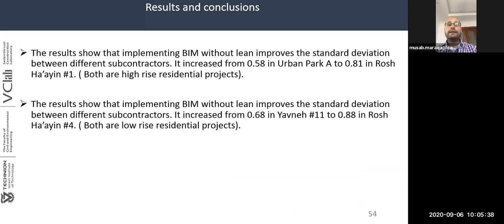Another thing is that the results show implementing BIM without Lean improves the standard deviation between different subcontractors. We made these comparisons for two different types of projects, low residential projects and high residential projects. In both cases, it increased from 0.58 in Urban Park A up to 0.81 in Rosh Ha'ayin number 1. Also, it increased from 0.68 in Yavne 11 to 0.88 in Rosh Ha'ayin number 4.